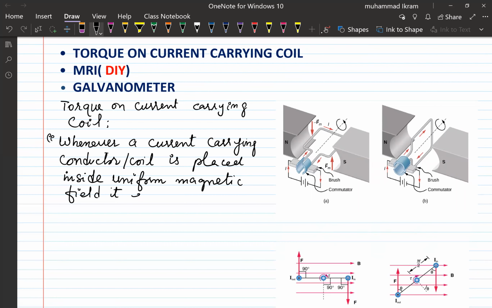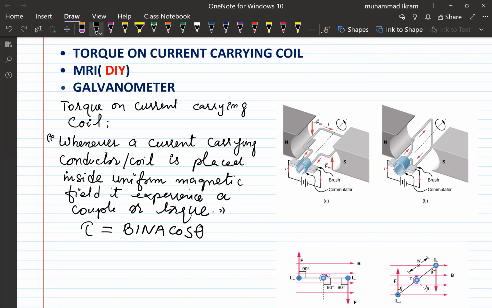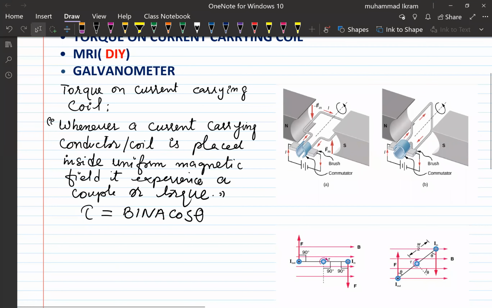it experiences a couple or torque, whose magnitude I write as torque equals B cos theta. I will explain this to you right now. So this is the basic working principle involved.